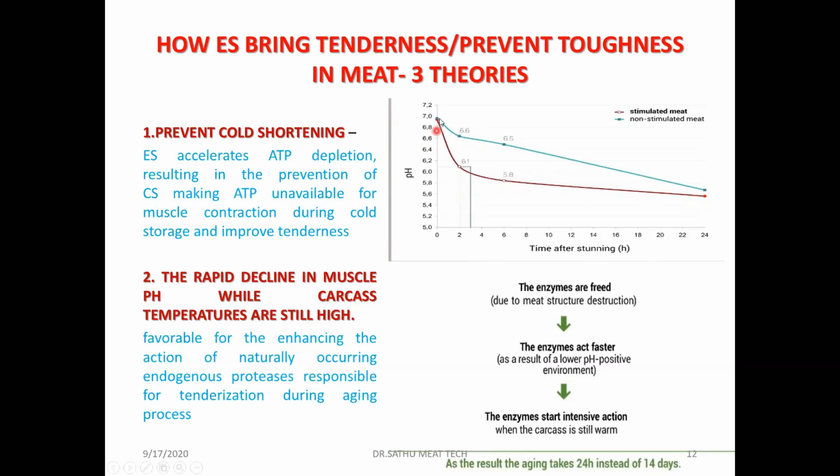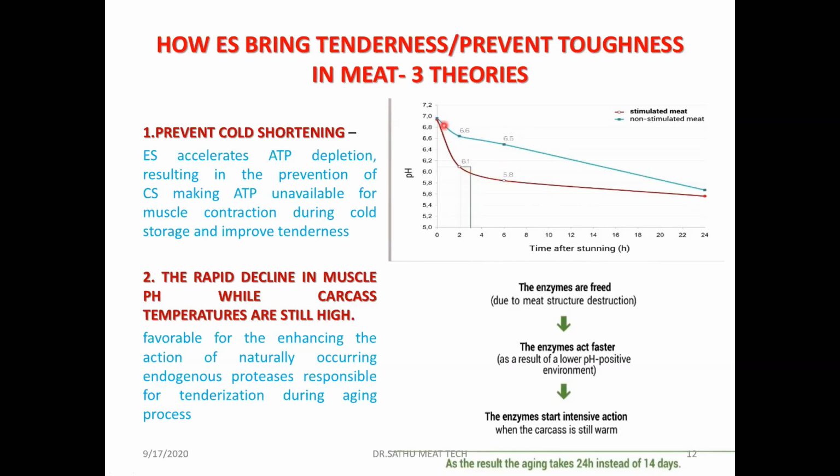But here you can see it is attained very fast. Around 6 to 8 hours you can attain this pH. But here you can see at 6 to 8 hours it is still at 6.5. So here we can see there is a rapid fall in the pH, plus after the electrical stimulation, the fall in the pH is also very rapid.